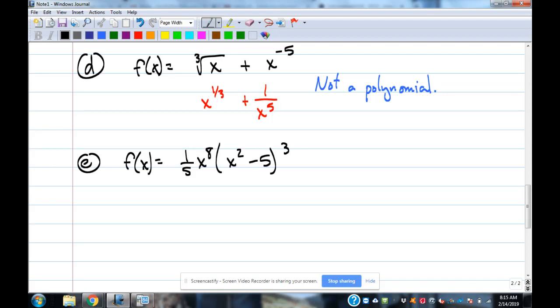Okay, so this one is a polynomial. What's its degree? 14. Yeah, because you cube x squared, it's going to give us x to the 6th, and then times x to the 8th, and then it's going to be 14 there. And that's all we need to know about that as far as when they're just asking for the degree, we're multiplying out the leading term.